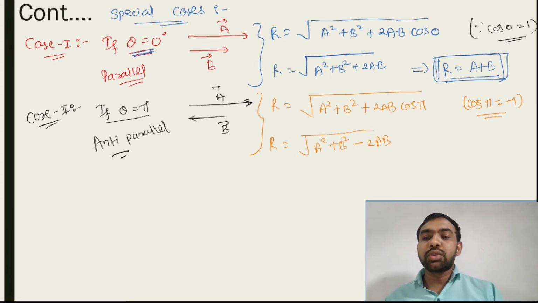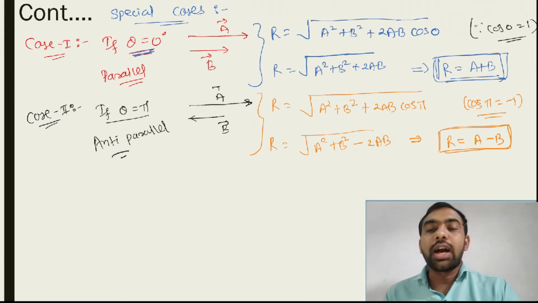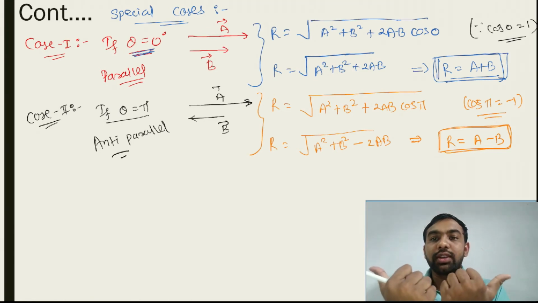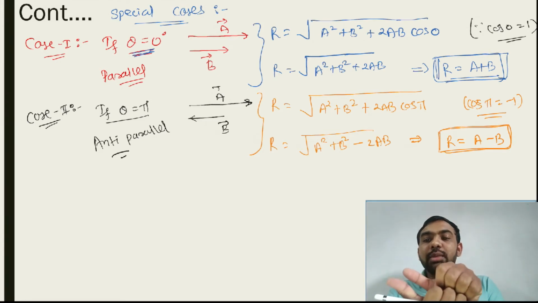So a plus b whole square is a square plus b square plus 2ab, and a minus b whole square means a square plus b square minus 2ab. So the square and root cancel out. So the resultant is equal to a minus b. So when two vectors are anti-parallel, meaning they are in opposite directions, the resultant is a minus b. If two vectors are in the same direction, then the resultant is equal to a plus b.